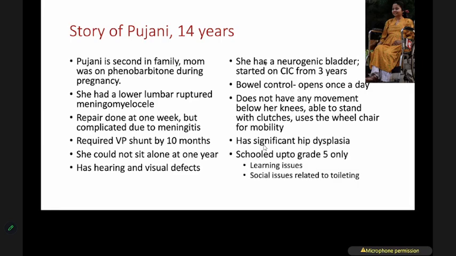She has schooled only up to the age of 5 because, one, she had learning issues, but the more important problem is the social issues related to toileting and inability to perform CIC within the school environment.